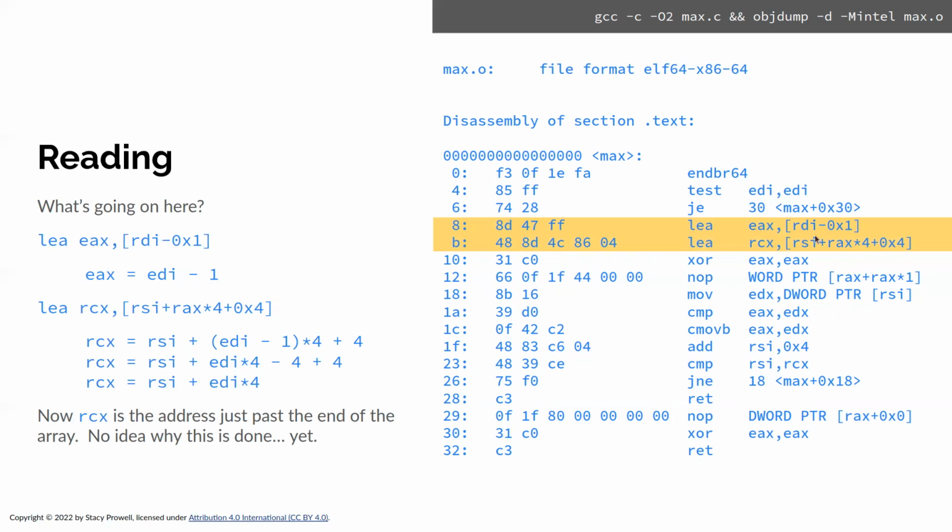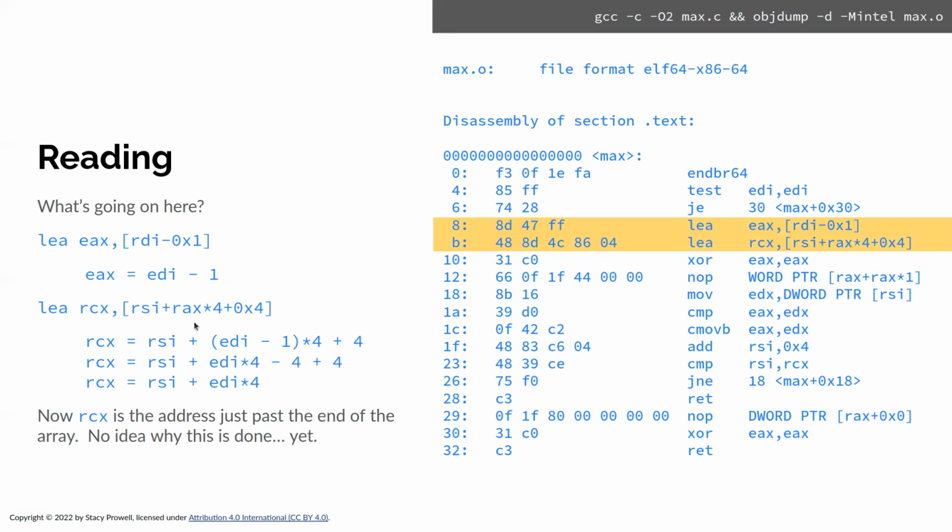What is all this doing? Let's go over here and do the math. For this instruction, the first load effective address, we see that it sets EAX equal to EDI minus 1. It says RDI, it has to be for it to be a full address, but really we know that it's a count, which is just a low 4 bytes, so it's EDI. So EAX is EDI minus 1. And from this, we know that RCX is going to be RSI plus EAX times 4 plus 4, right?